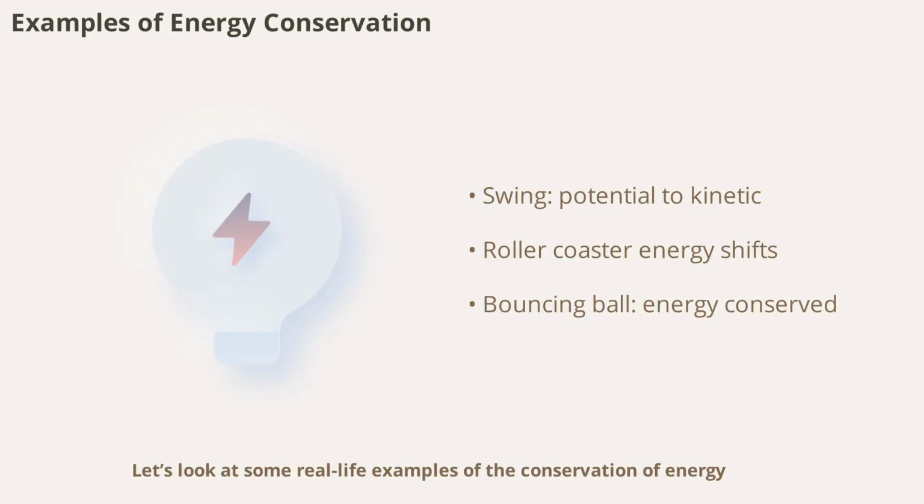Let's look at some real-life examples of the conservation of energy. When you swing on a playground swing, your potential energy at the highest point converts to kinetic energy as you move down, and back again as you rise. In a roller coaster, energy shifts between kinetic and potential as the cars move along the track. Even in a bouncing ball, energy is conserved, though some is lost to heat and sound due to friction and air resistance.